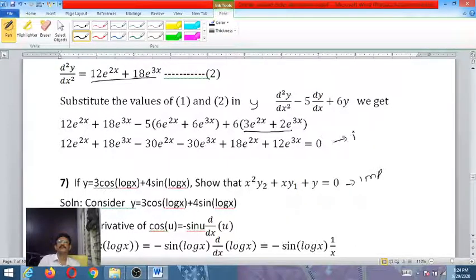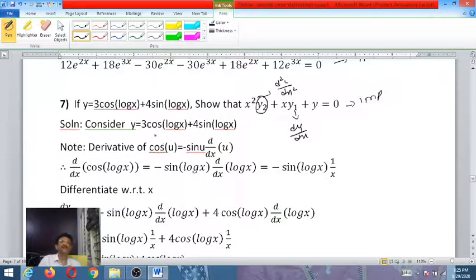This is also important. All problems are important, carrying 5 mark questions. If y equals 3 into cos of log x plus 4 into sin of log x, then we have to prove this result. So what is y2 here? y2 is nothing but d square y by dx square. What is y1? It is dy by dx. Always remember this.